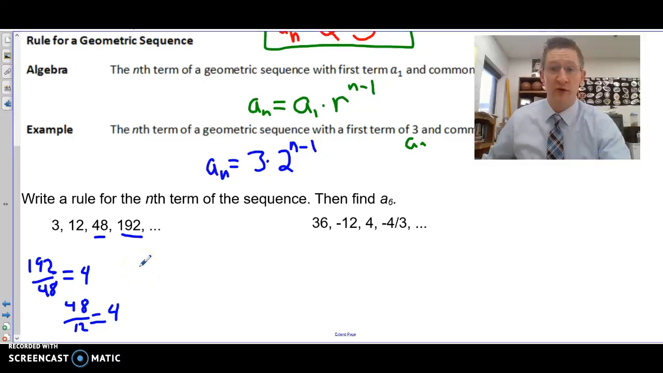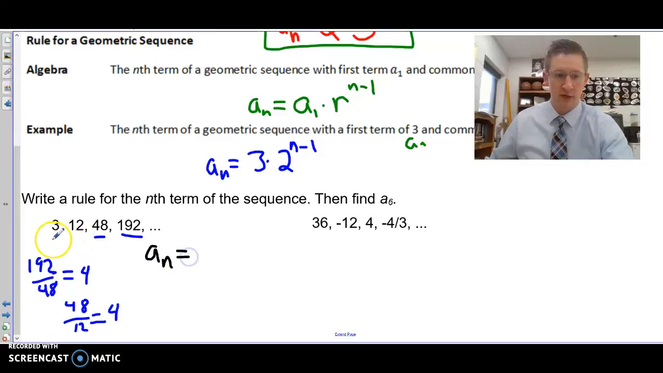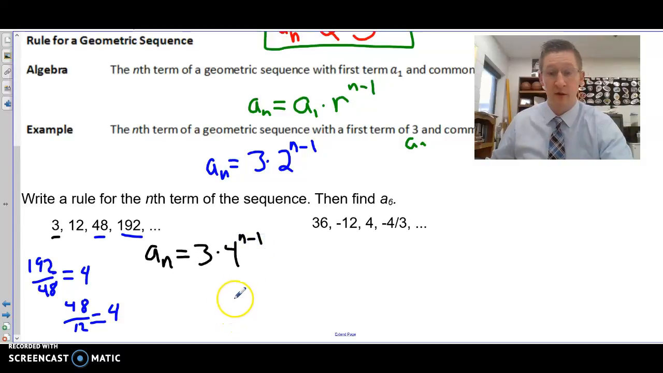So then, if 4 is my common ratio, when I write out the rule for this particular sequence, the nth term is going to be found by taking the first term, which again is 3, it's given to us, so 3 times the common ratio, which was 4, raised to the n minus 1 power. Now, if I want to find the sixth term, which is another part of the instructions, I'm going to plug in 6. So I'm going to take 3 times 4 raised to the, well, 6 minus 1 is 5. So 4 to the 5th power.